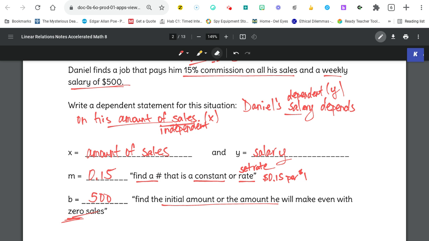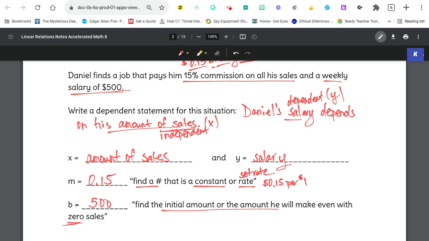Keep in mind, I'm underlining 0. So if he doesn't sell a thing, he'll still make $500. At least you get to bring home $500 if you're not a good salesman, Daniel.